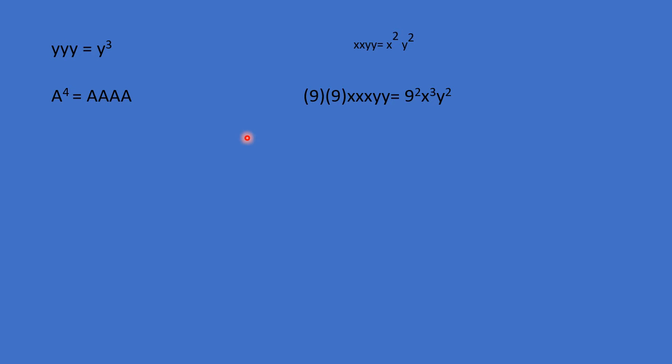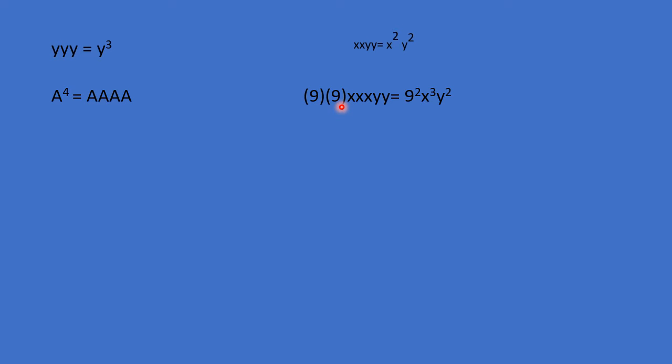These are some examples where we can see how the variables work. If you have y times y times y, that's the same as y cubed. Here, a raised to the 4th power would be a times a times a times a. Here we have two x's and two y's. So we can say that's x squared and y squared. So that's x squared times y squared.